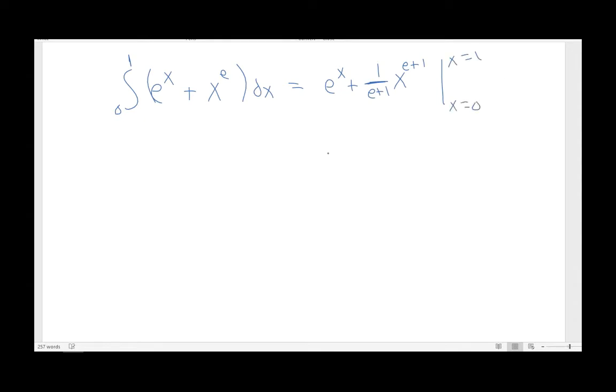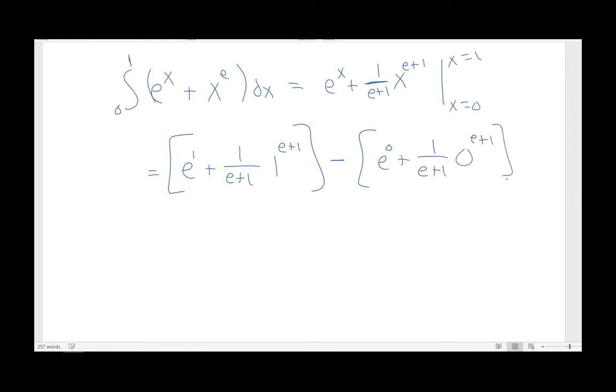to 1. So I'm going to plug in the upper limit. I'm going to get e to the 1 plus 1 over e plus 1, 1 to the power of e plus 1. So I'm plugging 1 into this x value. And again, I like to use brackets just to show that now we're plugging in the lower limit. So I get e to the 0 plus 1 over e plus 1, 0 to the e plus 1. So if I simplify this a little bit, not a whole lot of simplification I could do, but there's a little. e to the 0 is 1, and then 0 to whatever power is 0.